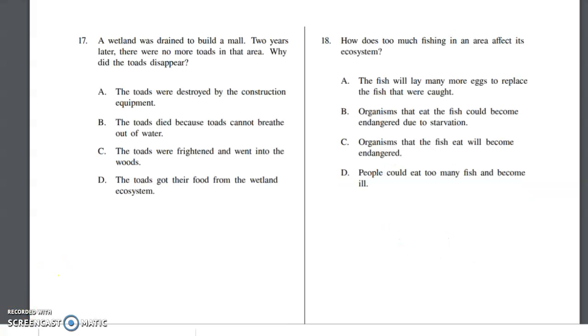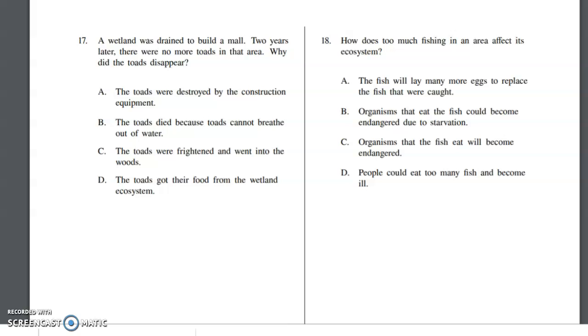Number 17 says a wetland was drained to build a mall. 2 years later, there were no toads in that area. Why did the toads disappear? A says the toads were destroyed by construction equipment. Well, some of them were, but probably not the entire population. B says the toads died because toads could not breathe out of water. Well, toads don't generally live in water. They're the ones that have the dry, bumpy skin.